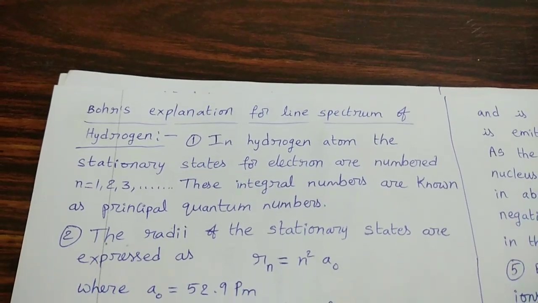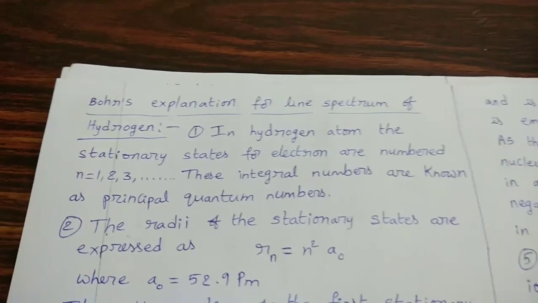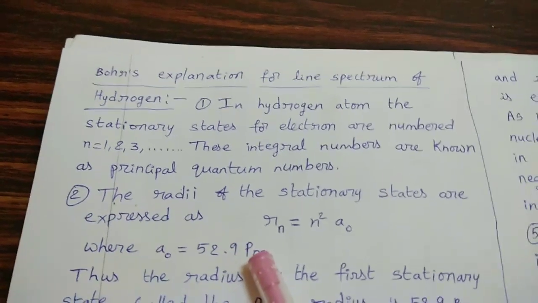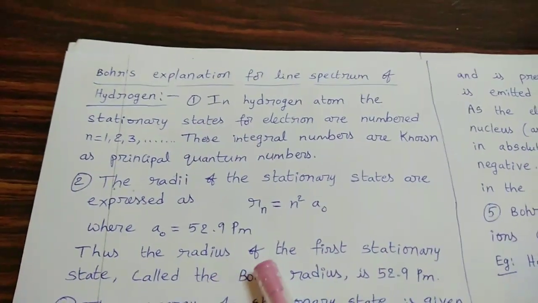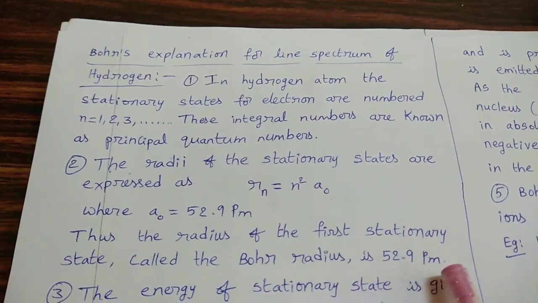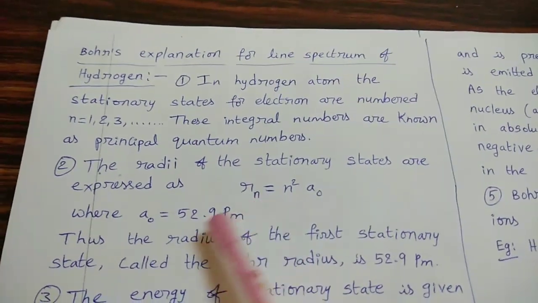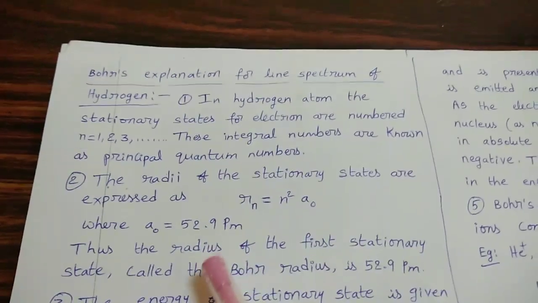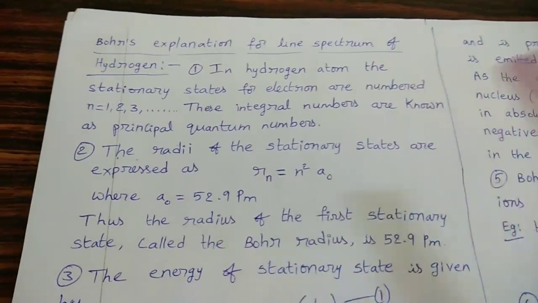Next, the radii of the stationary states are expressed as Rn equal to n square into a naught. Here a naught equal to 52.9 picometers. We already completed the radius expression in the previous classes. Thus, the radius of the first stationary state, called the Bohr radius, is 52.9 picometers, because first orbit means n value equal to 1. So, R1 equal to 52.9 picometers. That is the first stationary state. This is also called the Bohr radius because Bohr identified this one. That's why it is called Bohr radius.